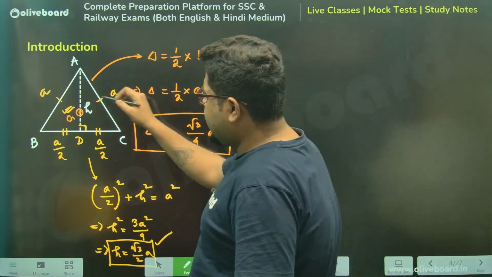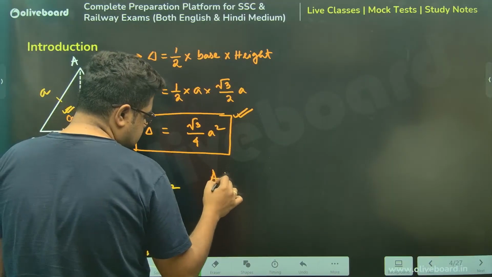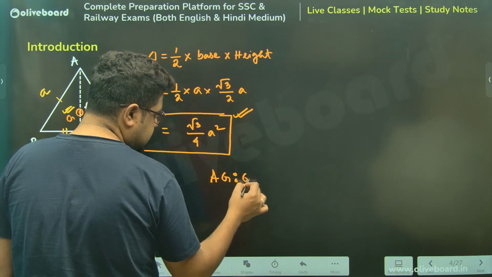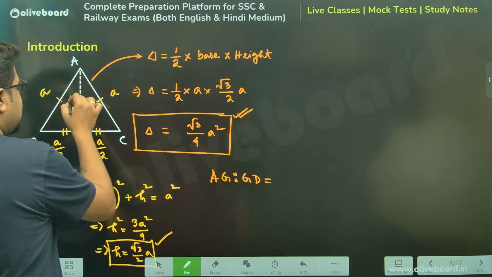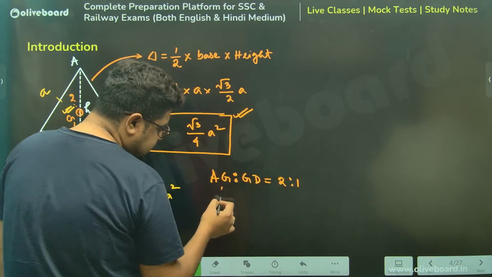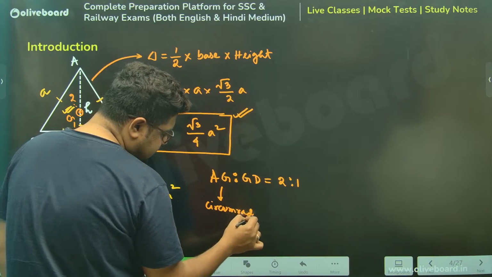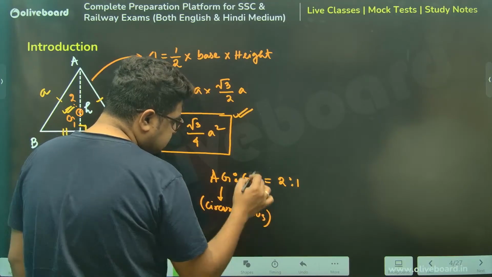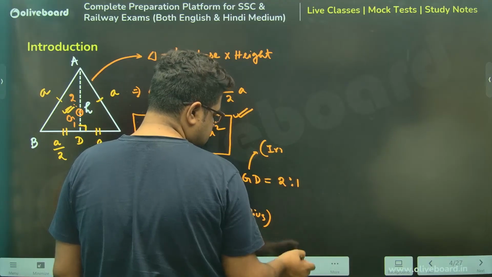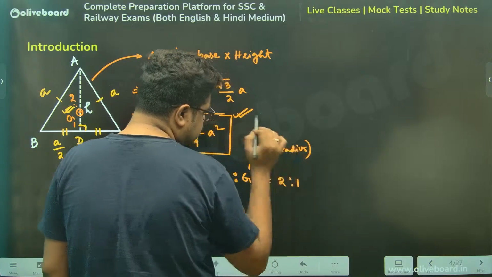So if you take G as that point, AG to GD, we always know this is always 2:1, sir. Right? So this AG will be your circumradius, meaning radius of the circumcircle. And GD will always be your inradius, meaning radius of the incircle.